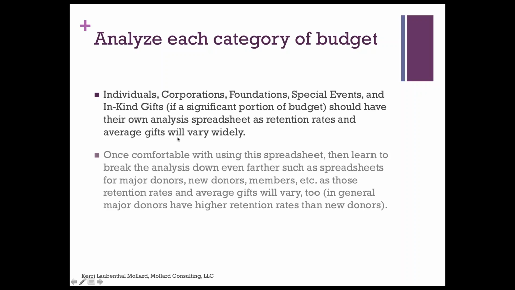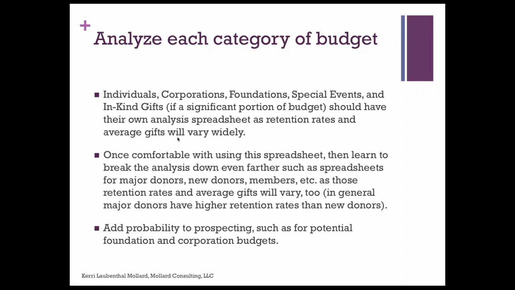And then again, once you get comfortable, you'll break it down even further between major donors, new donors, members, first-year donors, renewing donors. You'll start to love this tool, and you'll be slicing and dicing and analyzing in multiple ways. But I don't want you to get worried at the outset, like, oh, that sounds too complicated. Just start very simply by having one spreadsheet for individuals and one for corporate, right? Just start there, or just start with the one for individuals. You'll be amazed at how easy it is once you start doing it.